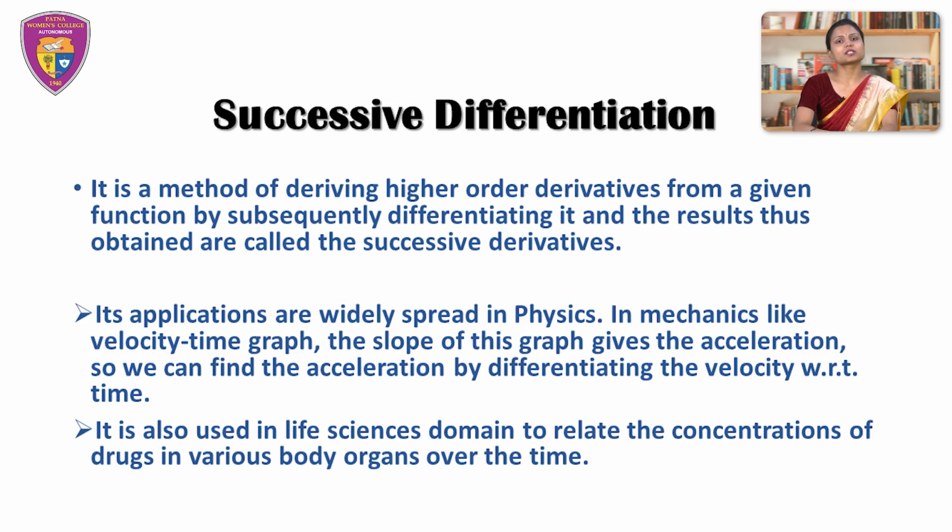Further, we will talk about successive differentiation. It is a method of deriving higher order derivatives from a given function by subsequently differentiating it, and the results obtained in the process are called the successive derivatives. Its applications are widely spread in physics. Like in mechanics, the velocity time graph. The slope of this graph gives the acceleration. So we can find the acceleration by differentiating the velocity with respect to time. It is also used in the life sciences domain to relate the concentrations of drugs in various body organs over time.